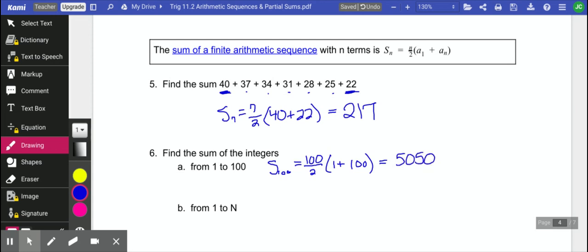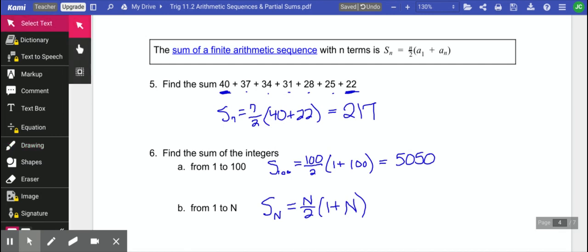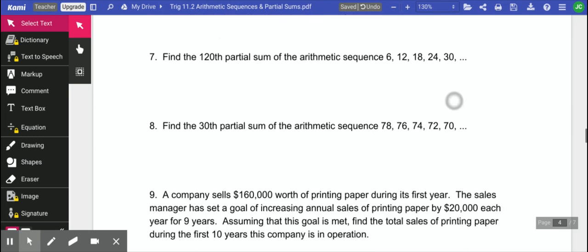5,050. We can also use this formula to find the sum of numbers 1 to n. So this is asking us for capital N, so there are capital N terms. The first term is 1, and the last term is just n. Obviously we can't do anything with that, but it does give us a formula. So if you wanted to add up the first 1,000 integers, you could do that because you're really bored.